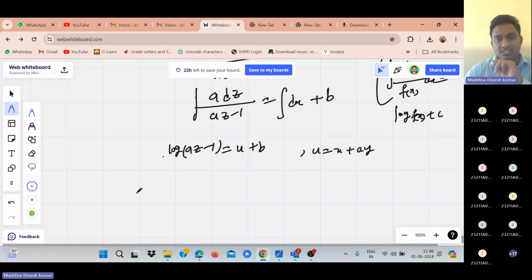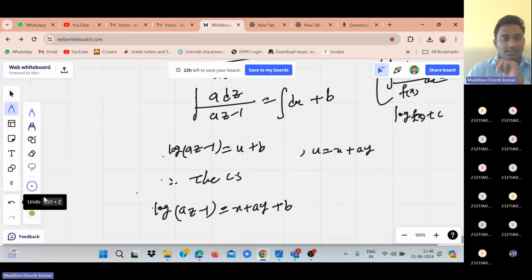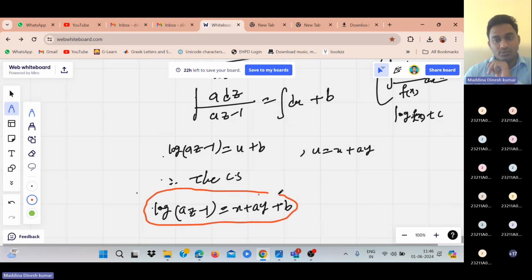Therefore the complete solution is log of az minus 1 equal to x plus a y plus b. Okay, so this is our required solution. The problem is over and this topic is also over.